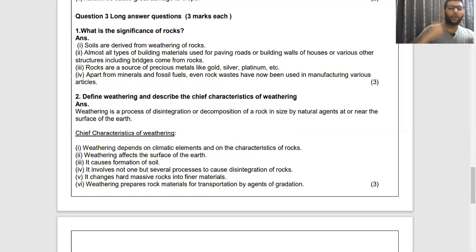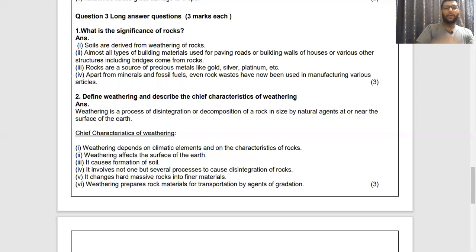So it involves not one but several processes to cause disintegration of the rock. So it is not just one process. One of them can be frost action, physical activity, chemical activities. Probably even all the three of them can be playing a role. So not one, but more than one process can also be involved. Also, it changes the hard, massive rocks into finer materials.